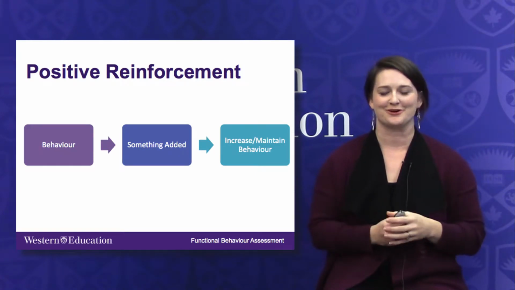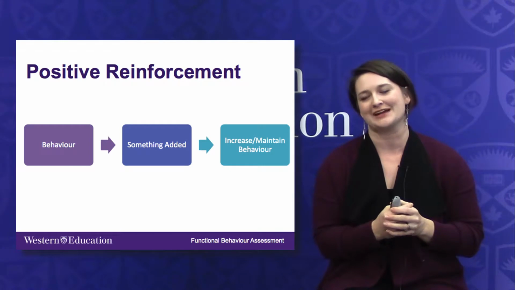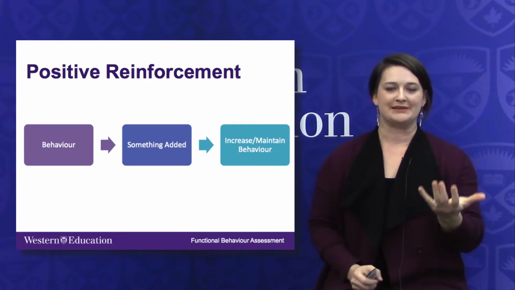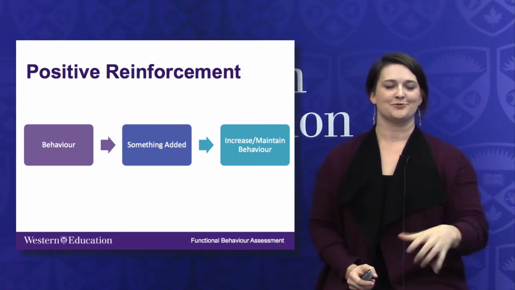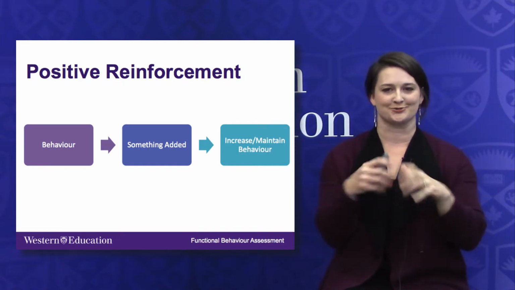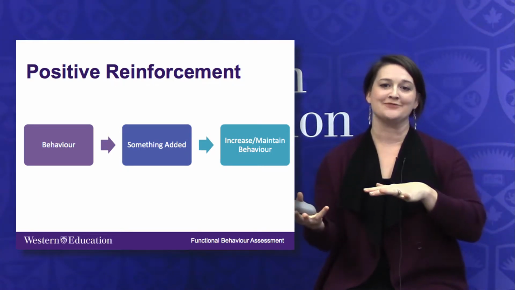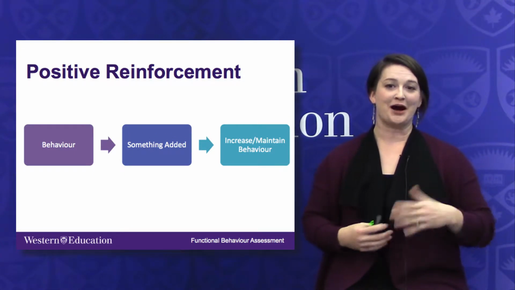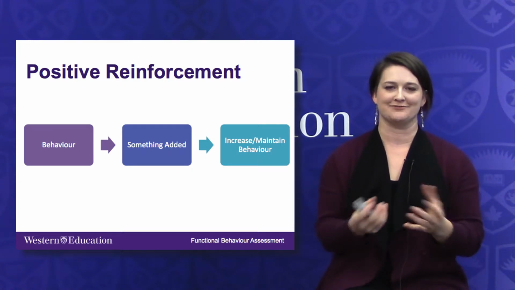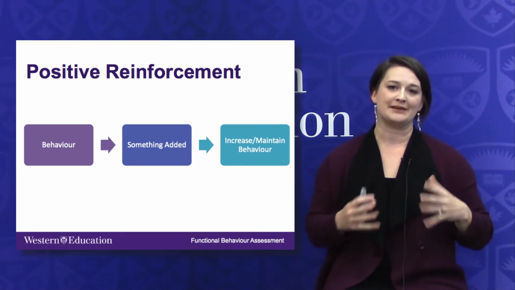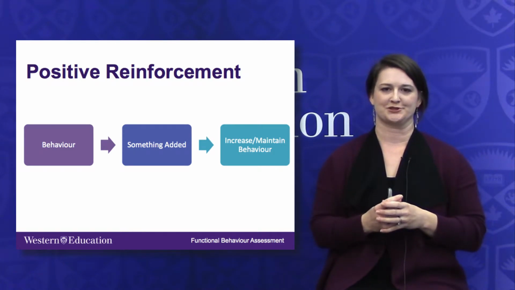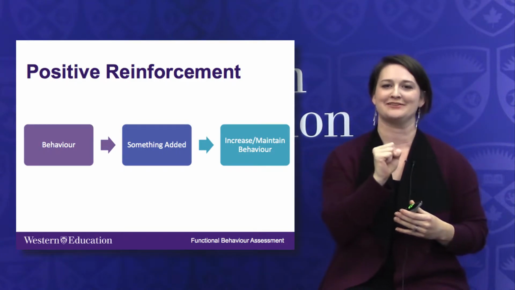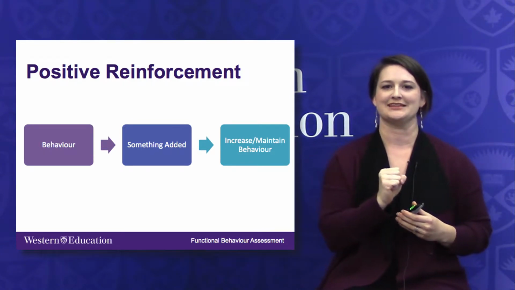In positive reinforcement, what happens is an event occurs after a behavior. So we have a behavior, we have an event occur, it's added to the response, and that behavior increases or maintains in the future. So positive meaning something gets added to the environment, and reinforcement means that behavior is going to increase or maintain in the future. So behavior occurs, we add a stimulus or something in the environment, and the behavior increases in the future.